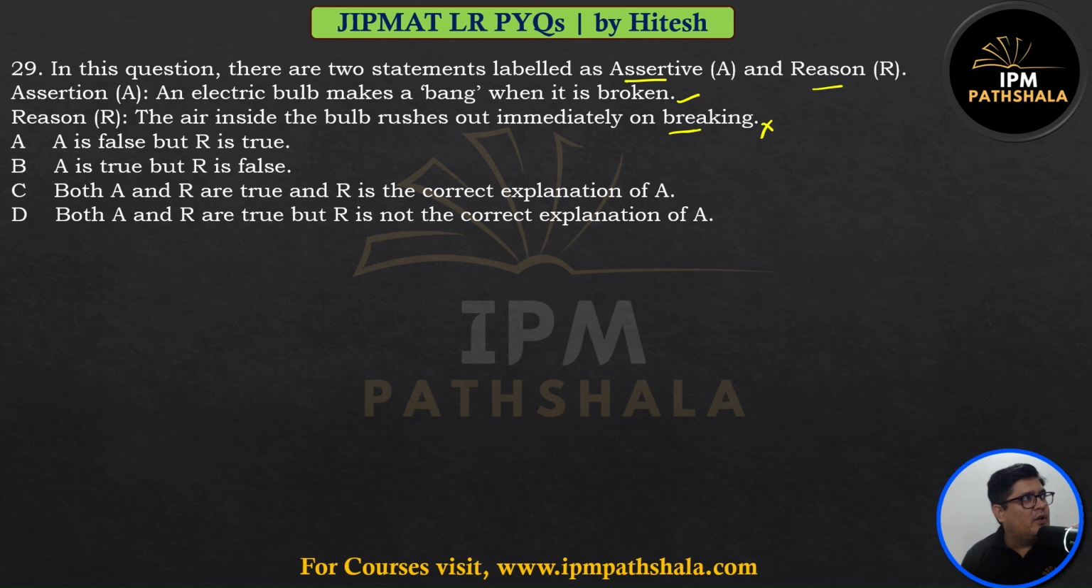Earlier bulbs used to be called vacuum tubes or vacuum bulbs. Usually, air is sucked out of those and then the filament is placed. That filament burns. Some of the bulbs contain inert gases also, but they don't rush out immediately when broken. So there's usually a vacuum. So A is true, but R is false. Because R is false, R cannot be the reason behind it. So there's no need to read the others. Answer is A is true, R is false.